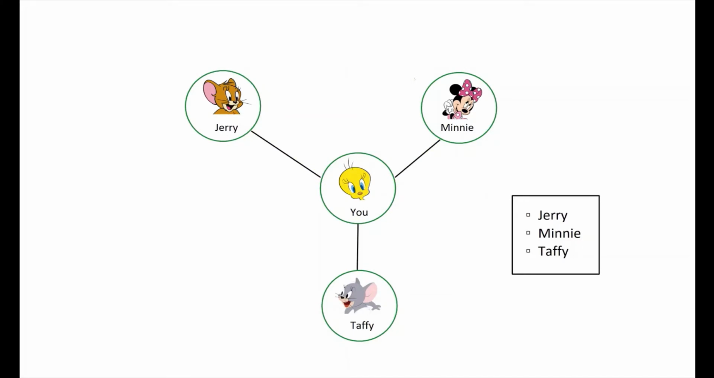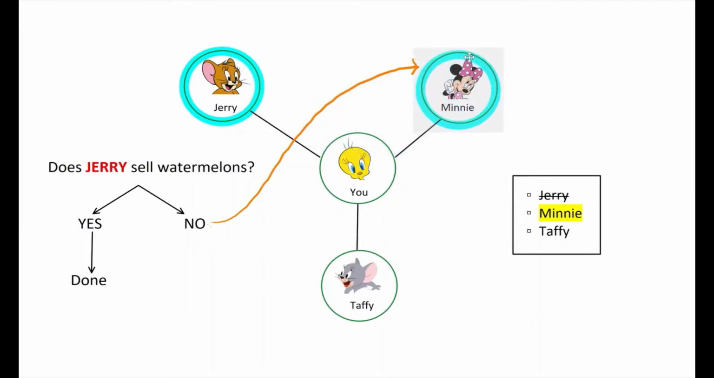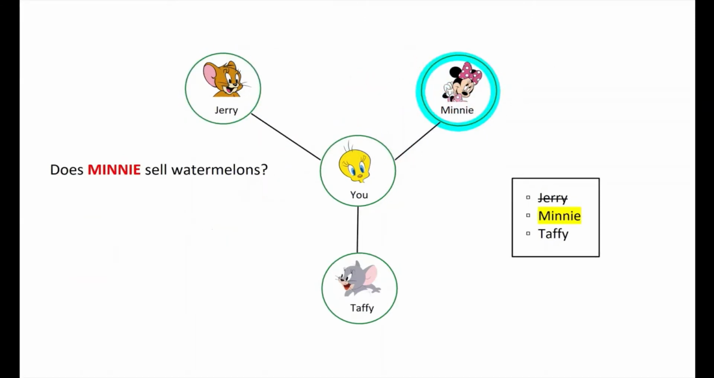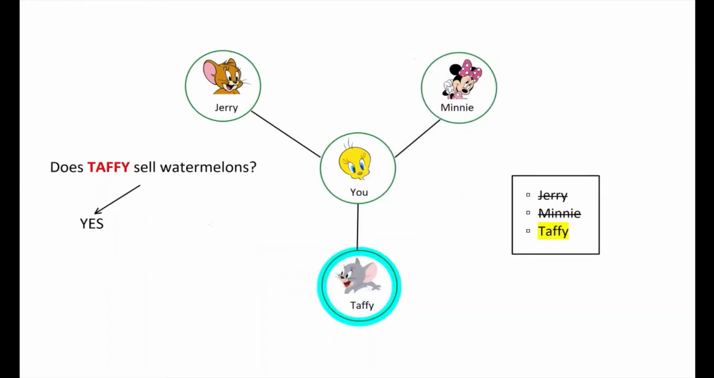Now go to each person on the list and check if they sell watermelons. You have a simple yes or no question to ask. Does this person sell watermelons? Let's start with Jerry. Does Jerry sell watermelons? If yes, then congratulations, you found your seller. And if no, then you strike off Jerry's name from the list and move on to the next person, who is Minnie. Does Minnie sell watermelons? If yes, then you are done. And if no, we remove Minnie from the list and move on to Taffy. Does Taffy sell watermelons? If yes, then we are done, and if no, then none of your friends sell watermelons.